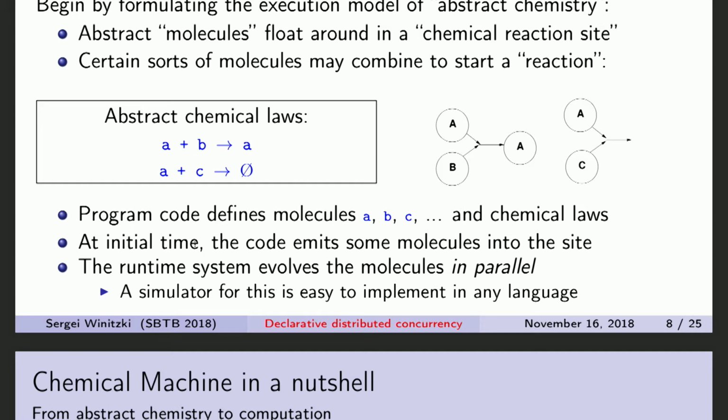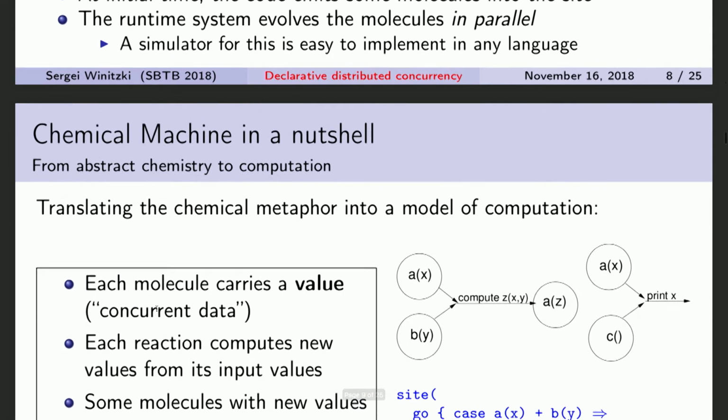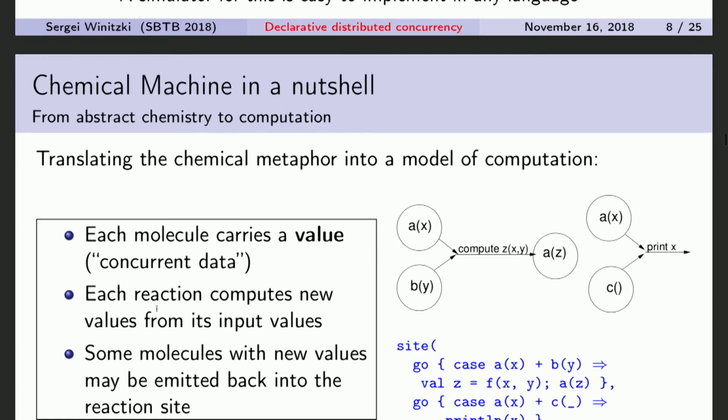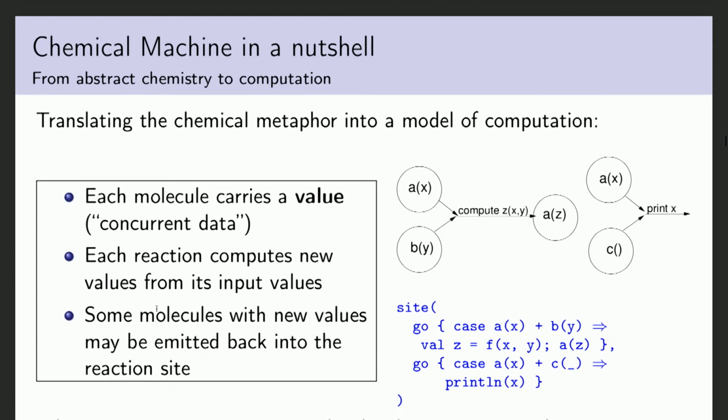So program code just defines our molecules A, B, C, and these laws. For example, A plus B goes to A. Whatever, it doesn't matter. In real life, of course, this cannot happen, but it doesn't matter. The runtime system will grab these laws, look at them, then it will simulate this. I have an A, I have an A, I have a B. Oh, I can run the first one. Let's run it. And then just keep doing that. A simulator can be implemented quite easily in any language, and I've done this in Objective-C, I've done this in Java. It runs, it's pretty easy.